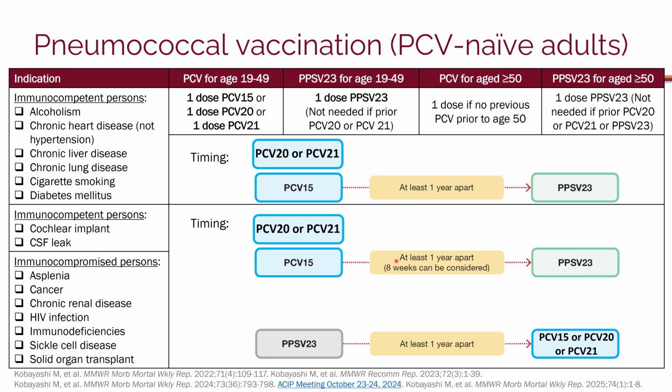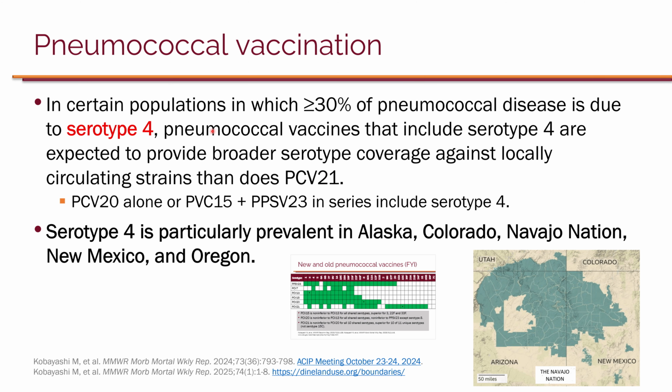Now, one last thing that's recommended in the guidelines is that in certain populations in which more than 30% of pneumococcal disease is due to serotype 4, pneumococcal vaccines that include serotype 4 are expected to provide broader serotype coverage against locally circulating strains than does PCV21. So remember that PCV21 does not include serotype 4, whereas the rest of these vaccines include serotype 4. So for those patients, the guidelines recommend PCV20 alone or PCV15 plus PPSV23.